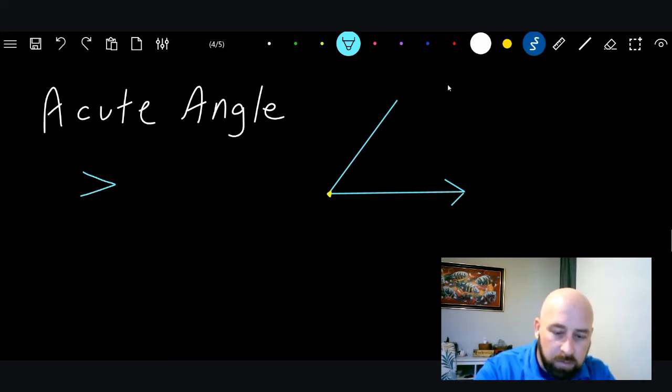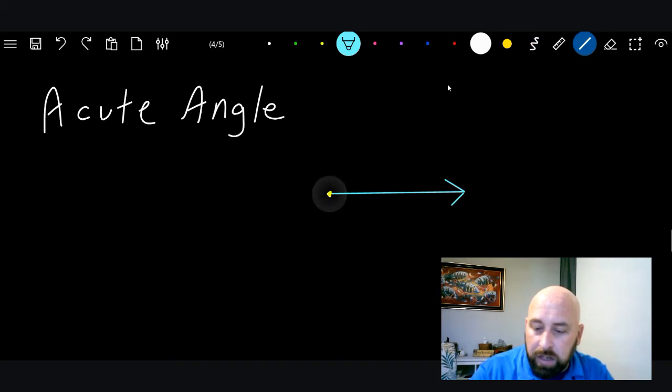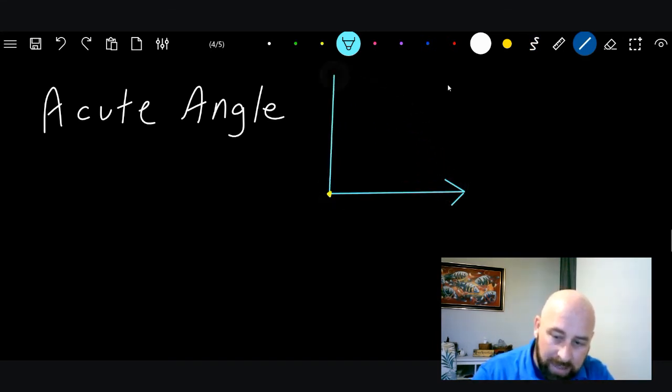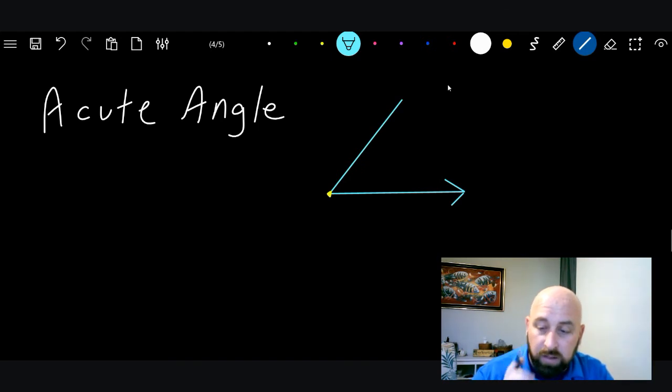Well, I wrote that backwards. Sorry about that. I'm going to edit that out so you'll never even see it. Okay, so the acute angle is anywhere from 0 all the way up to 90. It can't be more than 90, and it can't be less than 0. It can't be 90 and it can't be 0. So it's got to be between 0 and 90. Anywhere in there is fine.